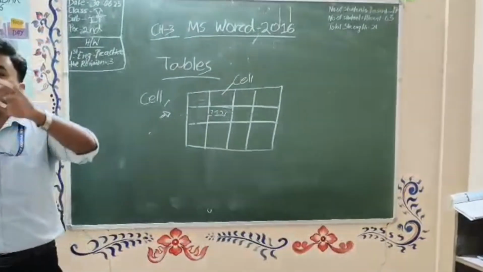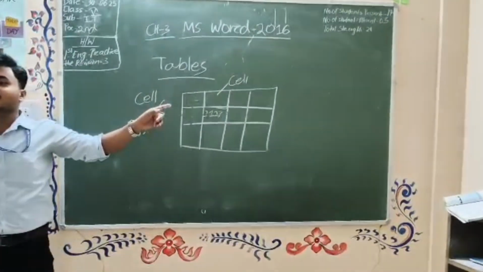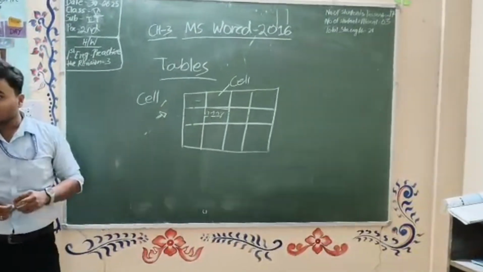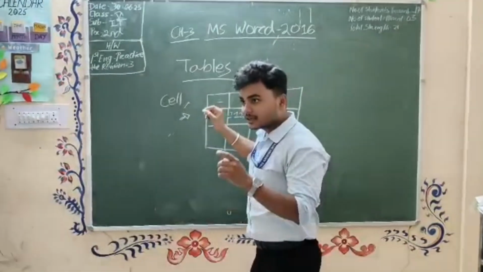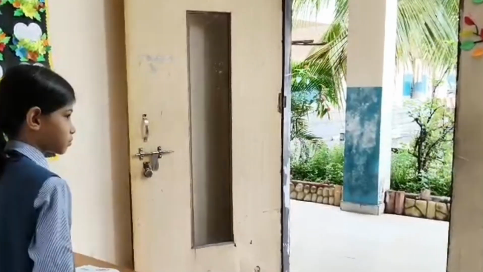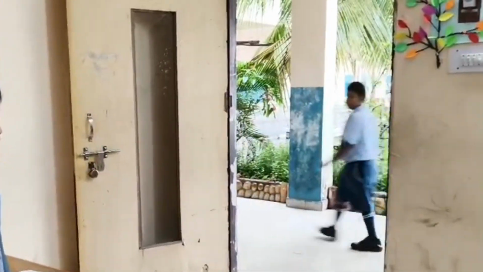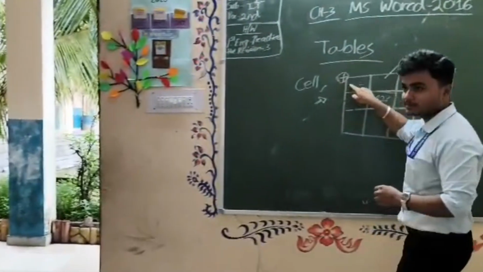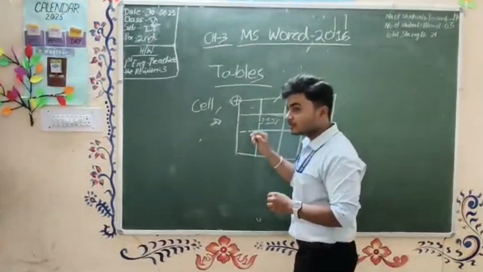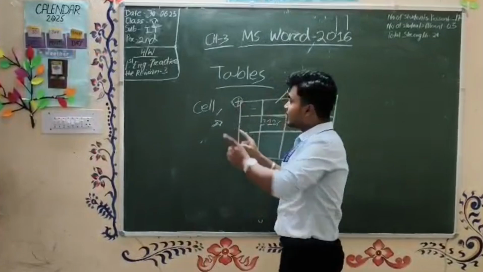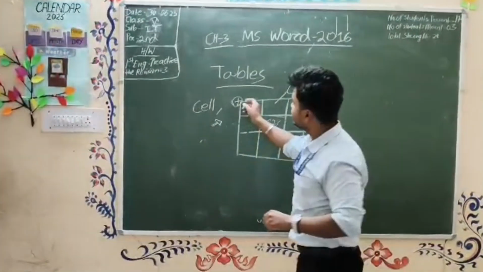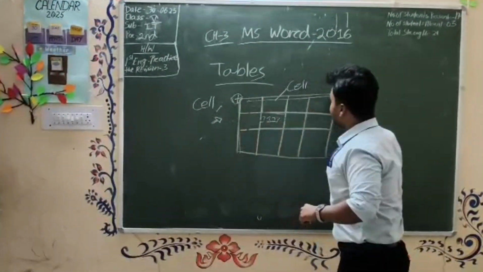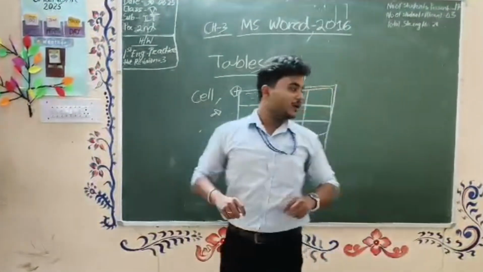Now tell me how to select the whole table. There is a plus sign. This is called the move handle of the table. You see there is a plus type symbol. Put the pointer on that move handle, then left click on it. Then the whole table is selected. Got it?